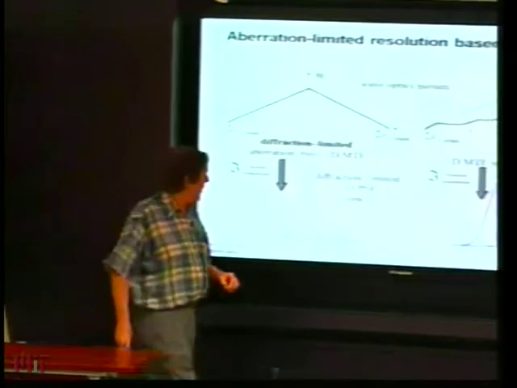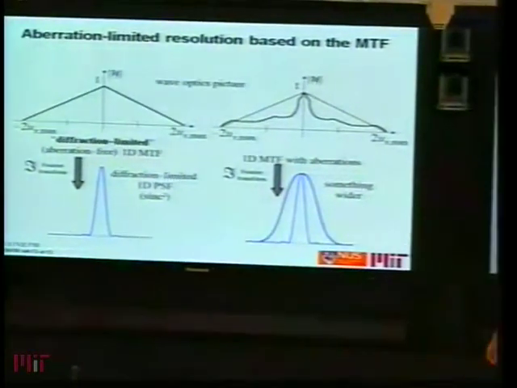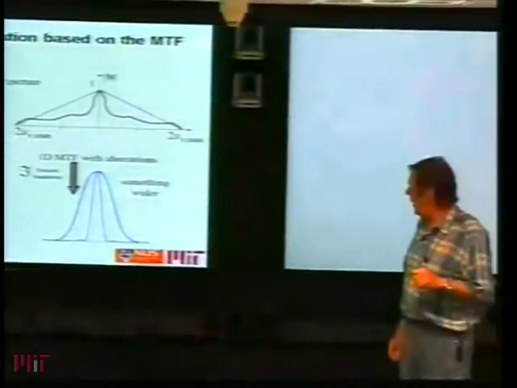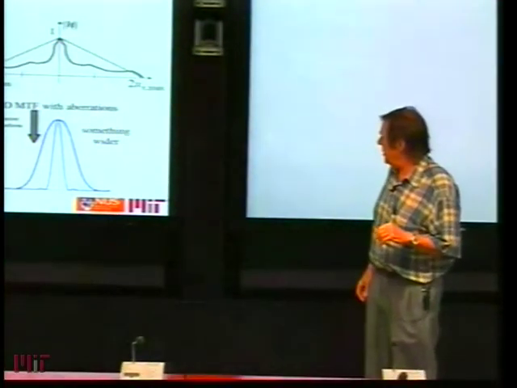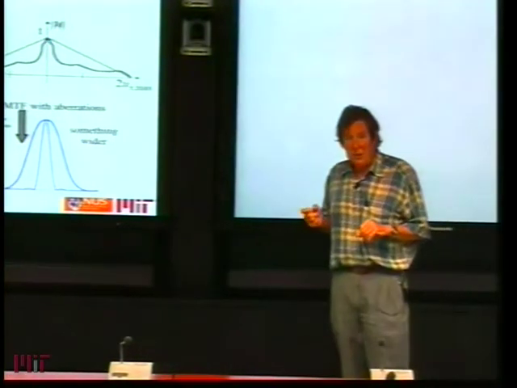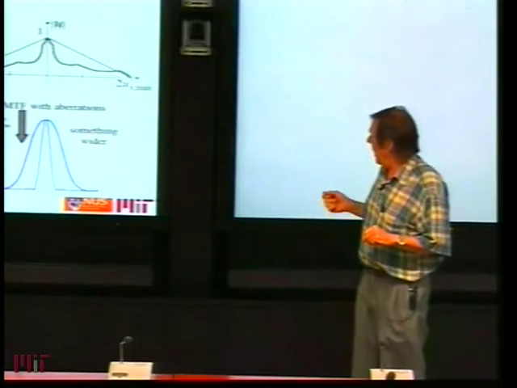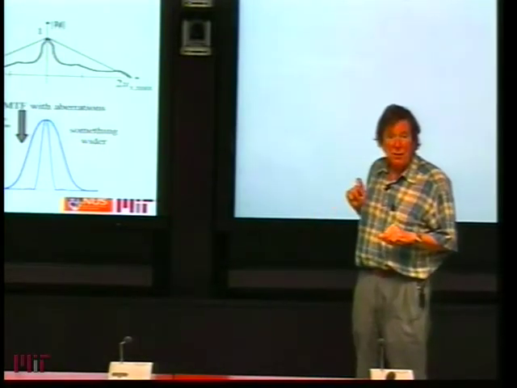Right, now the other way of looking at the effects on resolution and the effects of aberrations is looking at the transfer function approach. So this is giving results for a one-dimensional system, and you see it's an MTF, modulation transfer function.